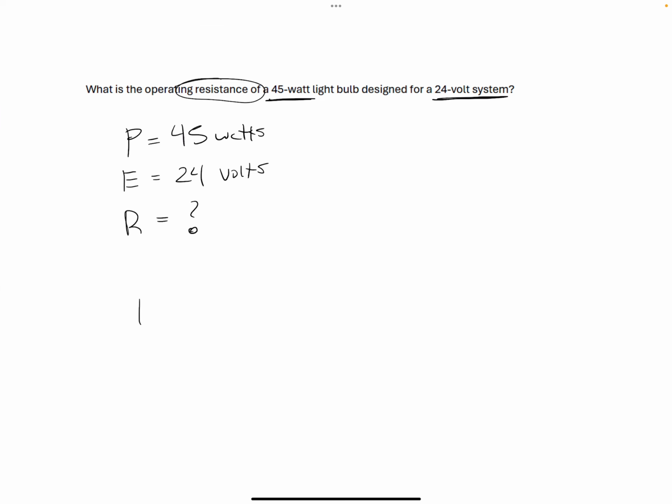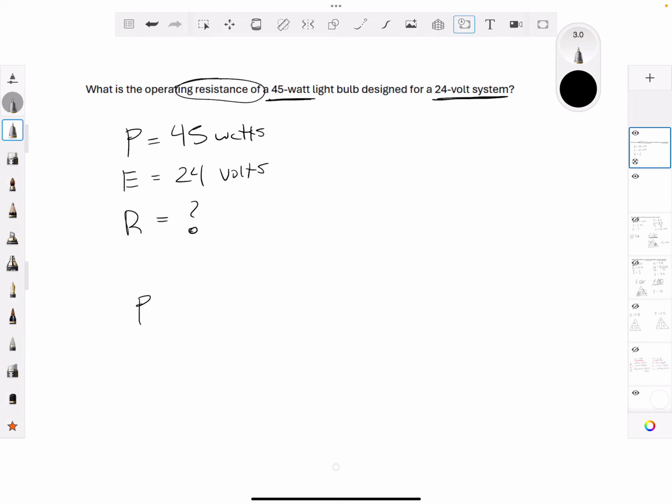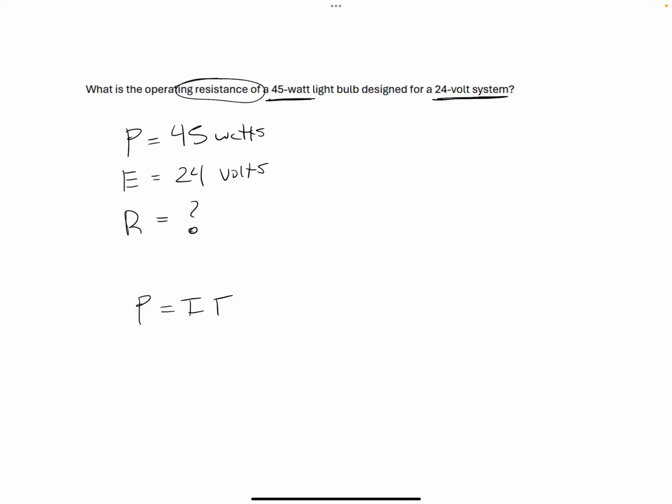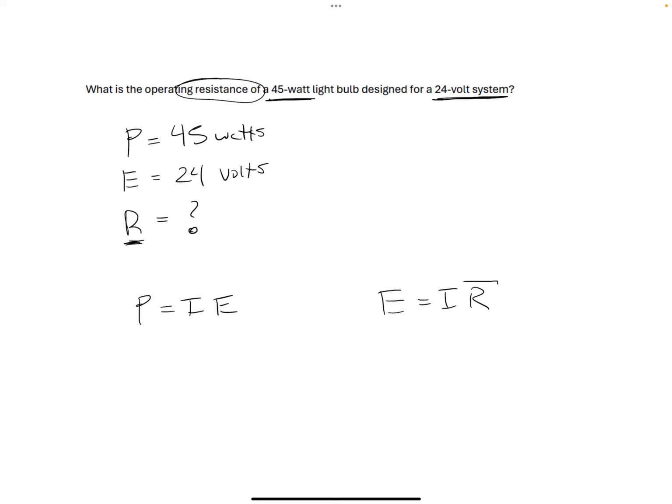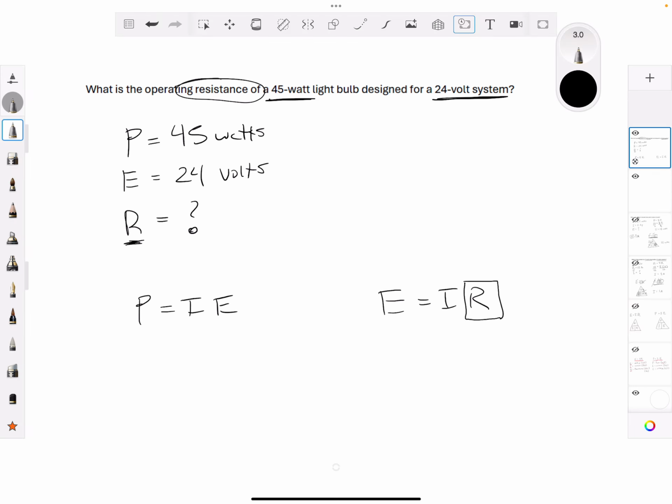So if I come over to my equation, I've got PIE and EIR. What I want is this resistance. The only equation that has resistance is EIR. I do have the voltage, but I don't have the current. So I can't use this equation to solve this problem. So this is a two-step problem, right? What I need to do is use PIE to solve for my current first.